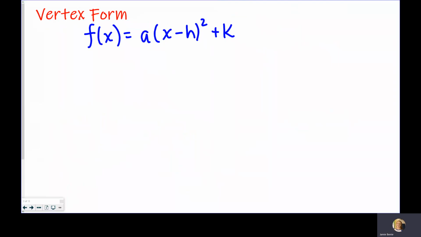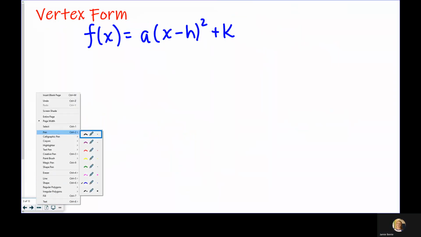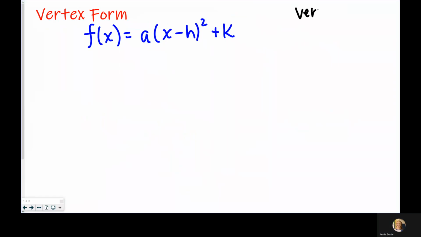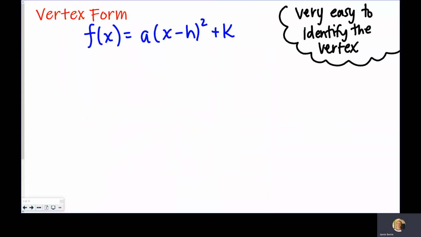So if you would like to put your quadratic functions into vertex form, and you're starting with something that's in standard form, you can always complete the square and do it that way. This is called vertex form because it's very easy to identify the vertex when you're in vertex form.